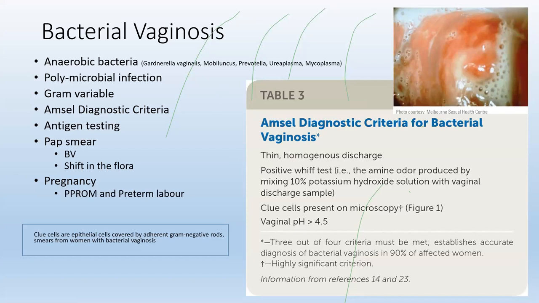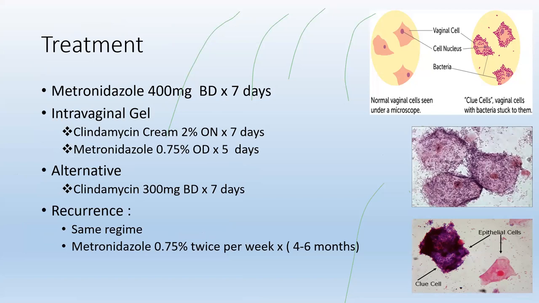So treatment: metronidazole 400 mg BD for 7 days, intravaginal gel, clindamycin, metronidazole gel, alternative clindamycin oral. If it's recurrent, you can use the same regime or you can use the metronidazole cream or gel, 0.75% twice per week for 4 to 6 months.